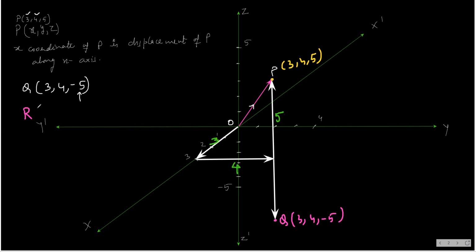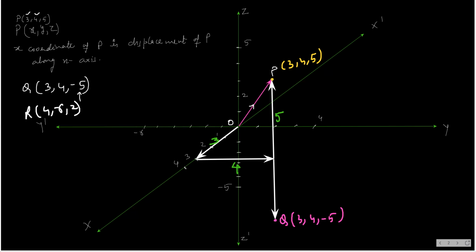One more point I'll take. Suppose I have point R, and R is 4 comma minus 6 comma 2. So along x-axis it is 4. Then along y-axis it is negative 6. So this is negative 1, negative 2, negative 3, negative 4, negative 5, negative 6. This is negative 6. And then 2. 2 is here. So how would I move?